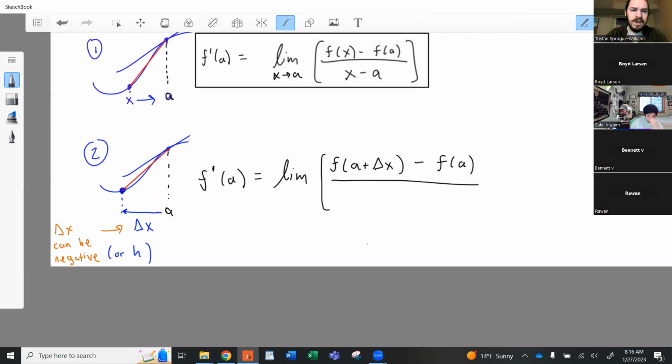And then we can do the same thing in the denominator. In the denominator, if we replace x by a plus delta x and then subtract a, what we actually see happening down there is that the a's cancel out, right? You see that? Which means that what we actually have in the denominator is just delta x, which makes sense.